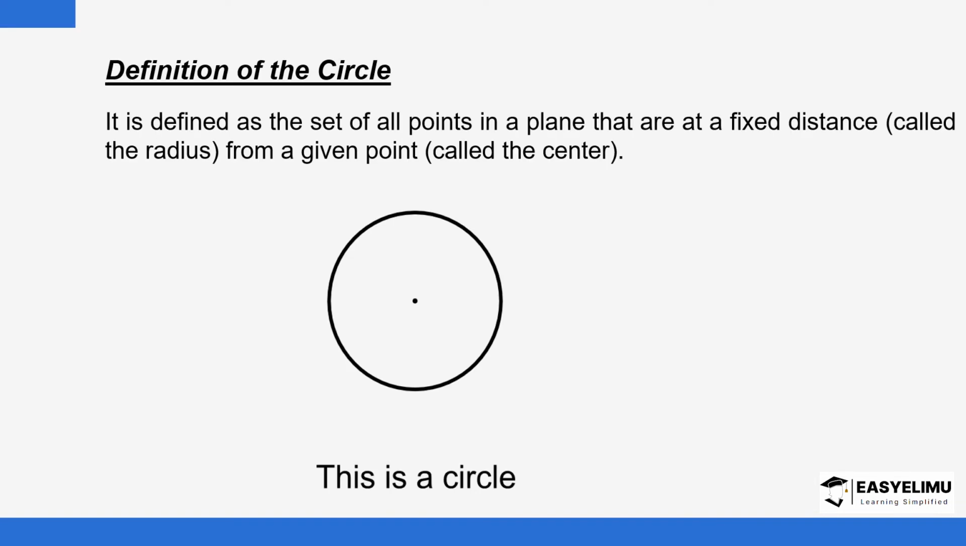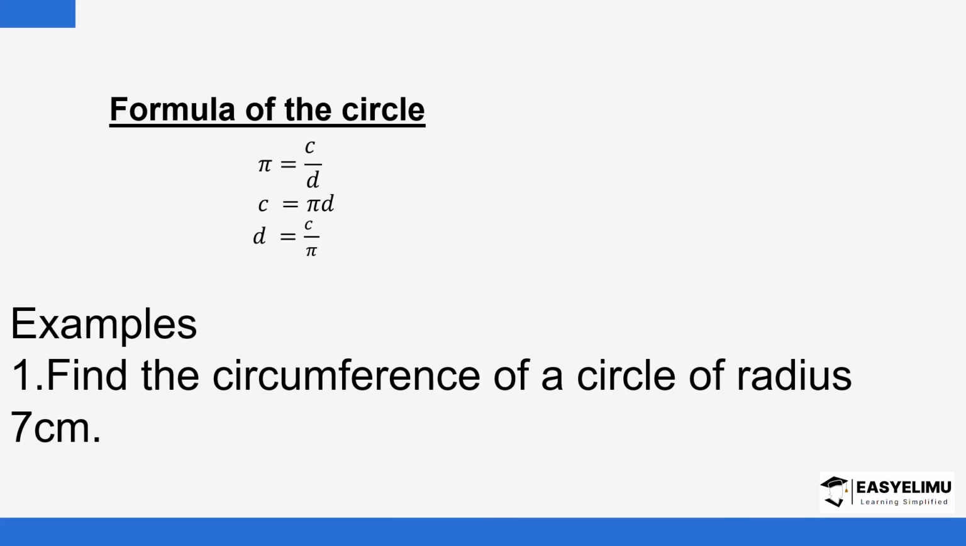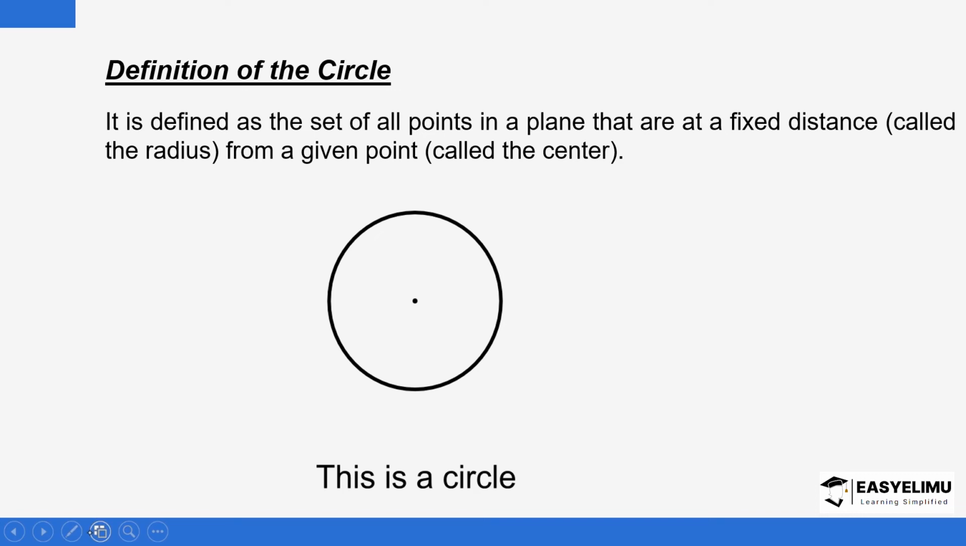So what does it mean when you talk about the circumference of a circle? Circumference is basically the perimeter of a circle. We've talked about perimeter before in the previous slides, and we said perimeter is simply the distance all around a given figure. So when you talk about the distance all around a circle, this figure here is what we are calling a circle.